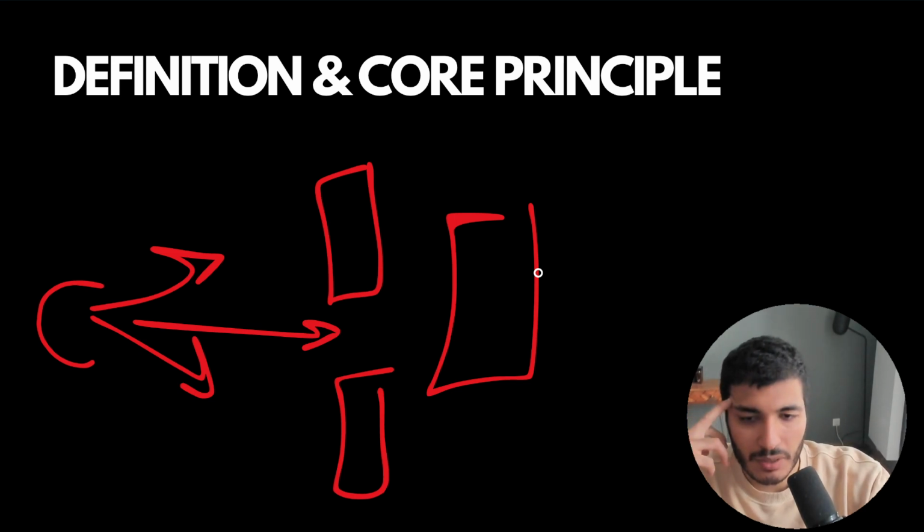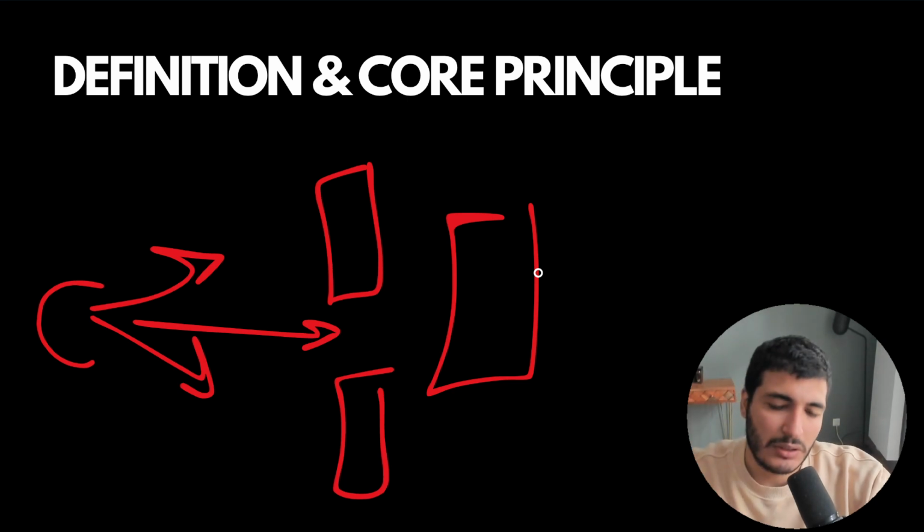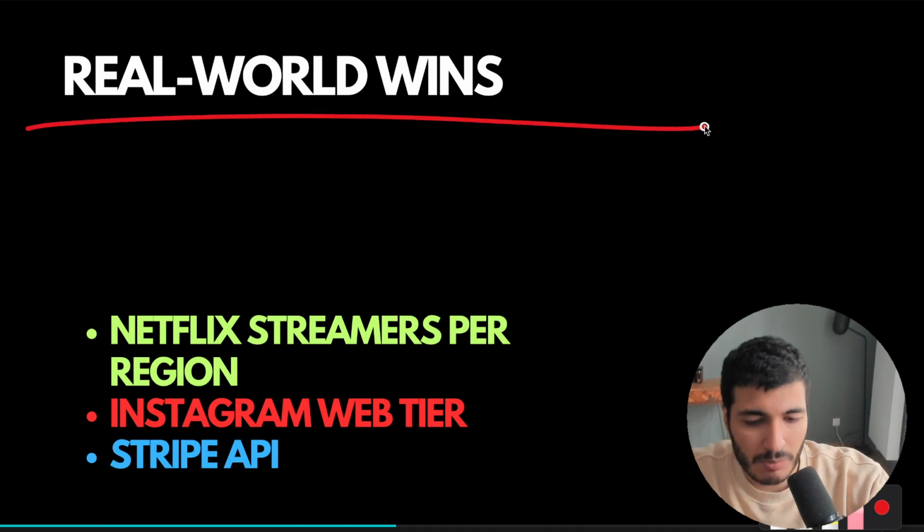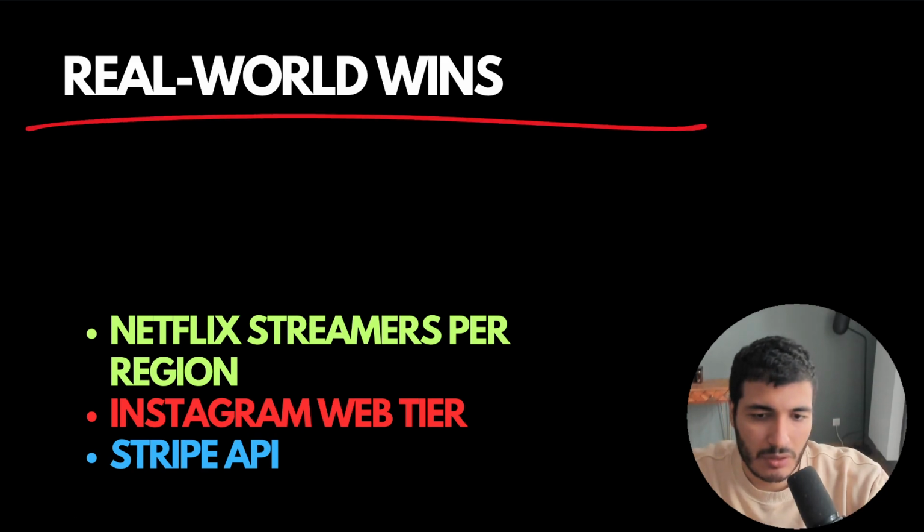Think of something like a pizza shop. Instead of upgrading your single oven, which is vertical, you buy extra ovens and bake the pizzas in parallel. I guess this is a good definition. So let's go next and talk about real world examples of using horizontal scaling.